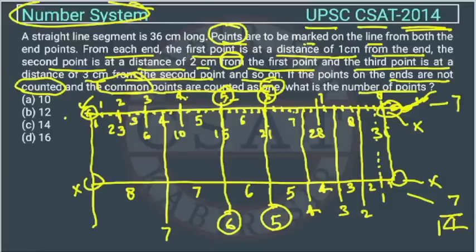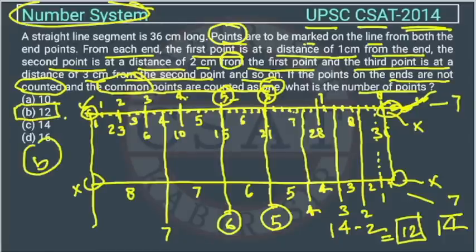So either you count them here or you count them here. So common points are 2, so we will deduct the common points, so this will be 14 minus 2. So the final points will be 12. So the answer of this question is 12. So option B is the correct answer of this question. Okay, I hope this is understood, I have explained in a lot of detail how to approach this question.